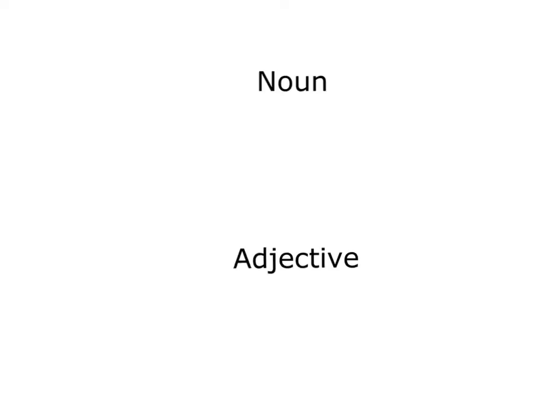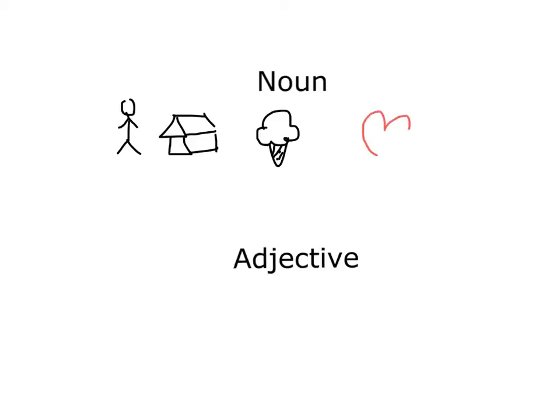You probably remember from your English classes that a noun is a person, a place, like my house maybe, a thing, like an ice cream cone, or an idea, like love.